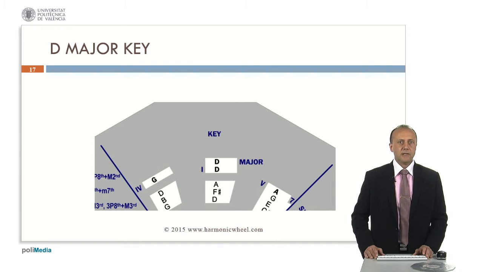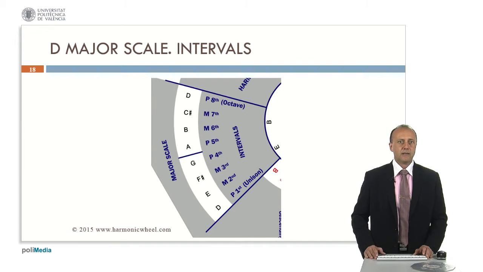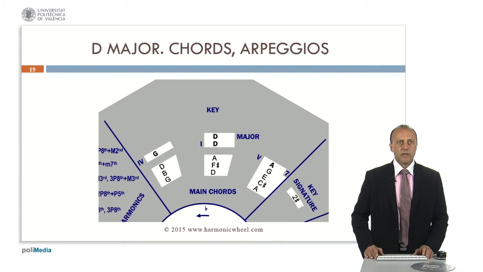If we choose D major key, we put it in the upper part of the abacus, and then on the left we find directly the major scale D, E, F sharp, G, A, B, C sharp and D, as well as the intervals from the tonic of this scale to the rest of the notes. The three main chords in D major key are in the upper part of the abacus. We have the tonic, D major, subdominant, G major with the notes that form them, and the dominant seventh, A seventh.